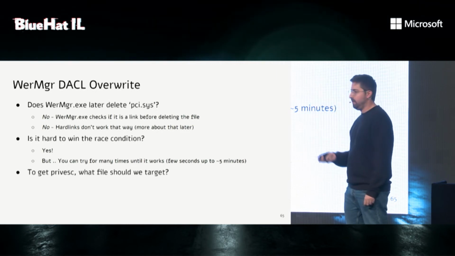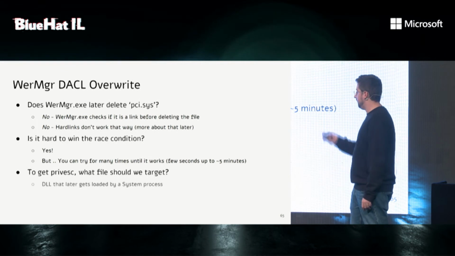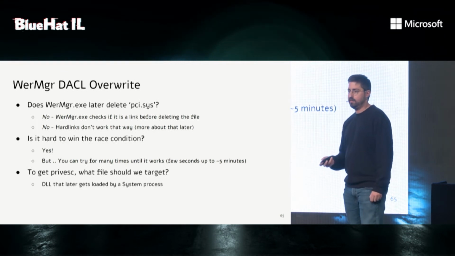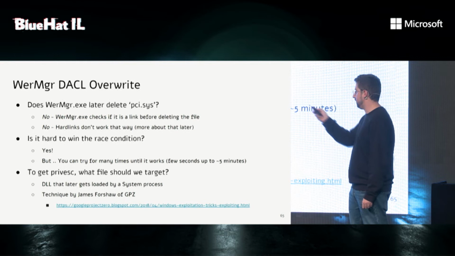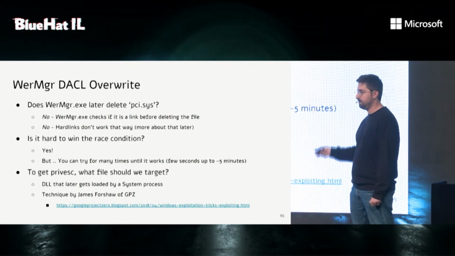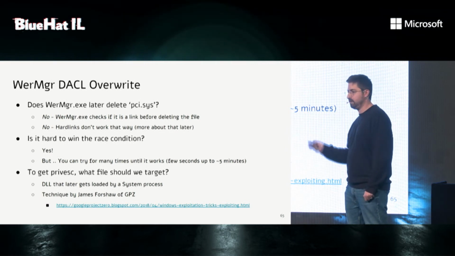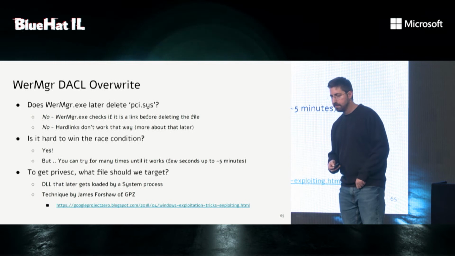Finally, what file should we target to get code execution as local system? Basically, any DLL that will later get loaded as local system. And there's a very great technique by James Forshaw of Project Zero that shows how to do that. That still works today. We don't have the time and won't go into details about it, but check his blog.